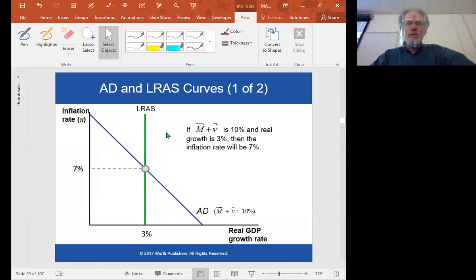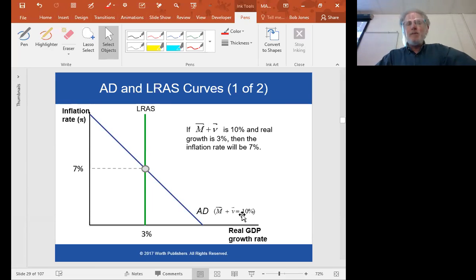But here, for the first time, we're going to really put the two curves together. We've got aggregate demand, we've got long-run aggregate supply. Let's look at this carefully. This aggregate demand curve is drawn based on an assumption that spending is going to grow at 10% per year. That's the assumption being made by this graph.